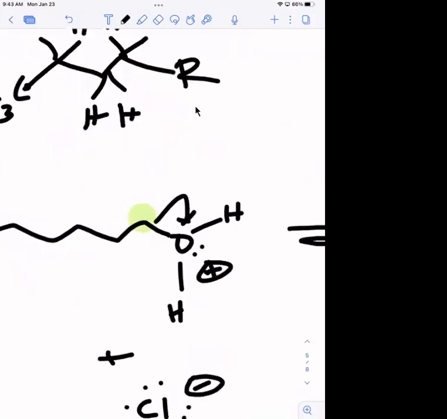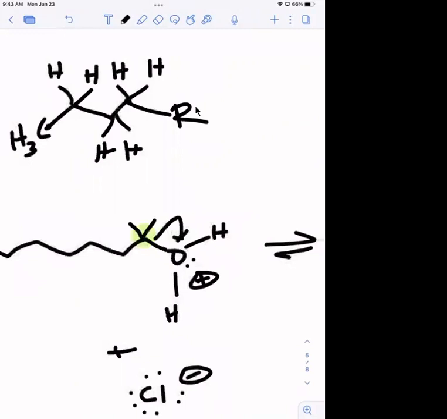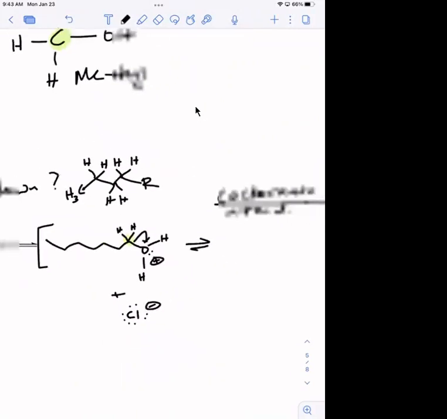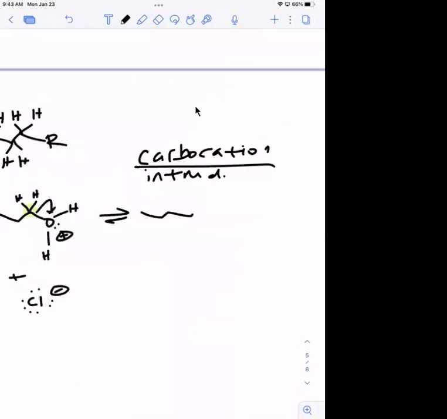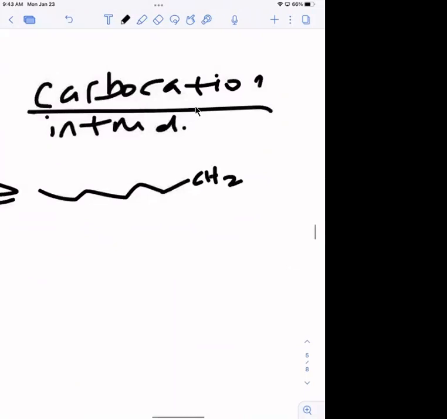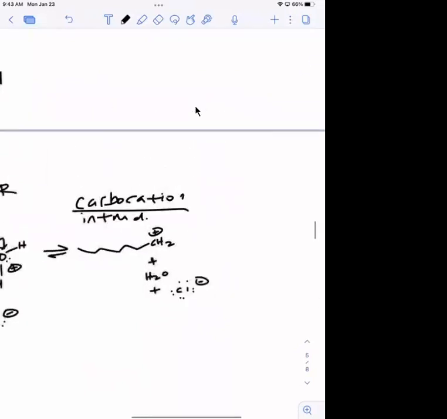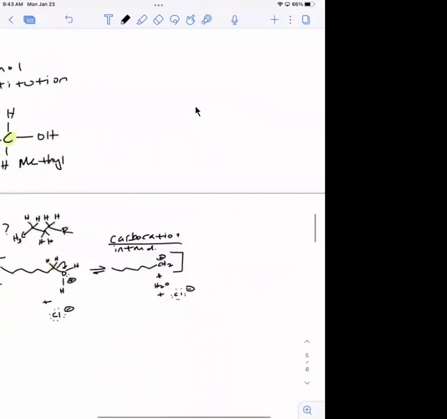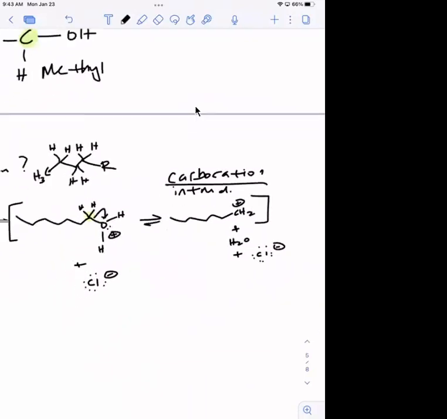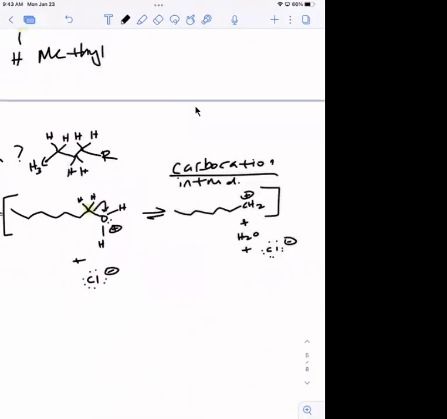All right, so when I break this bond right here, this is going to be a CH2, and I'll write it out on the other side. So this is now CH2, and that's positive, plus water, plus chlorine. And that's minus, right? So tell me why this is bad using this method right here. What kind of carbocation is that? Is it primary? Is it secondary? Is it tertiary?